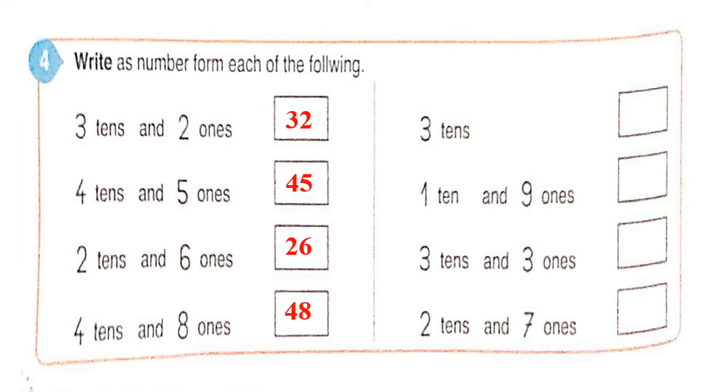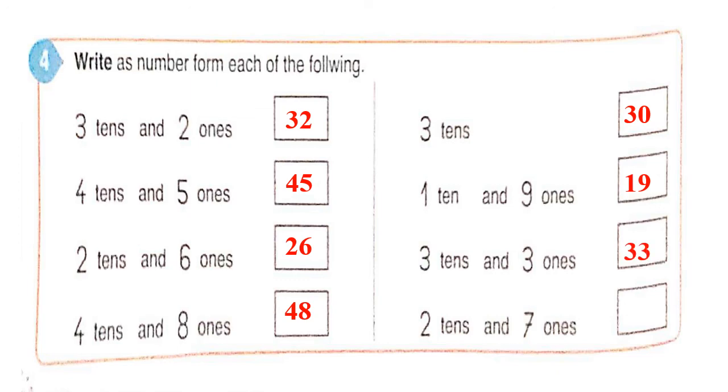3 tens, so we put 3 at the left and we put nothing at the right, or we can just put 0 at the right, and we end up with the number 30. If we have 1 ten and 9 ones, we put 1 and then beside it to the right 9, and we end up with 19. If we have 3 tens and 3 ones, the number will be, of course, 33, because there's 3 and 3 beside each other.